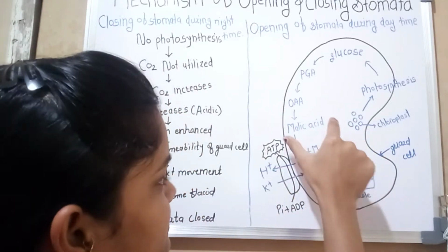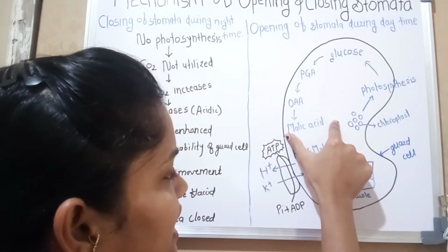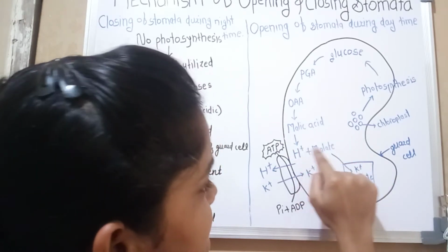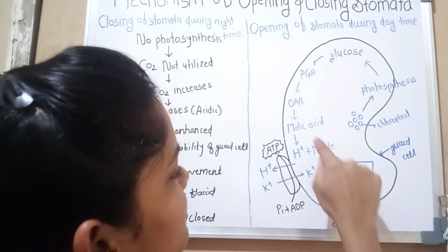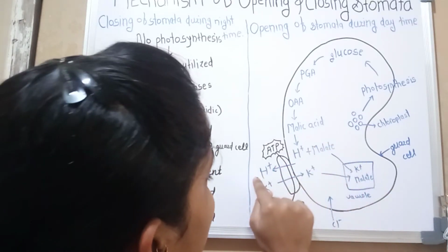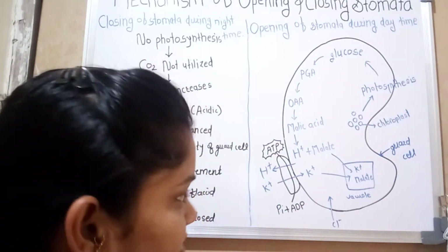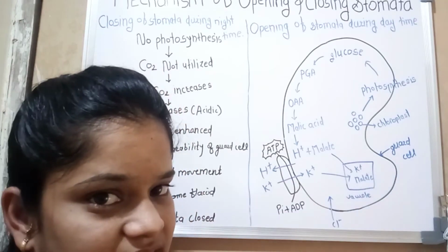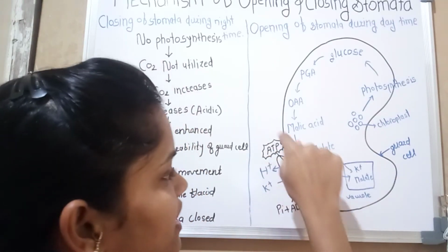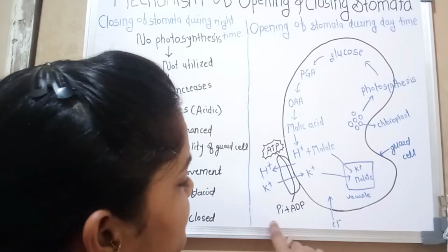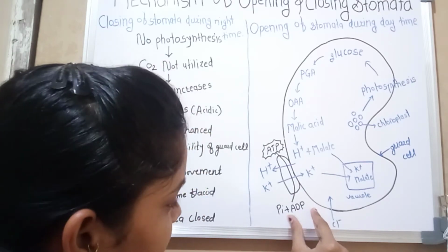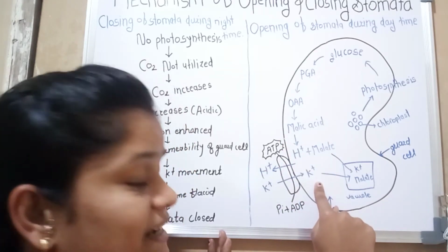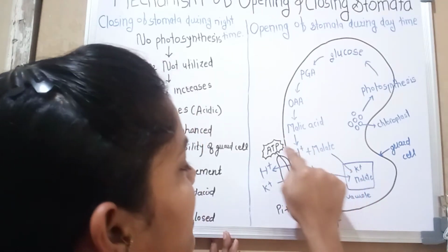Once this malic acid is formed, it starts to dissociate and there is formation of H plus ions and malate ions. Now this H plus ion is transferred toward the subsidiary cells and potassium ions are absorbed into the guard cells, and for that movement they require energy. Okay, and there is formation of ADP and inorganic phosphate. So that's where the potassium ions enter inside the guard cells and H plus ions move toward the subsidiary cells.